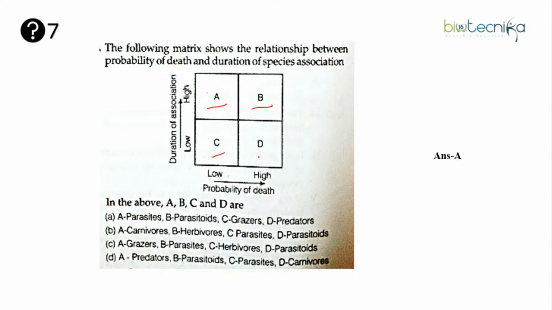For predators, duration of association is definitely low because the predator only goes and hunts the prey. That's it. There's no more interaction with the prey. So the duration of association is low, but it ensures the death of the prey. So probability of death is high.